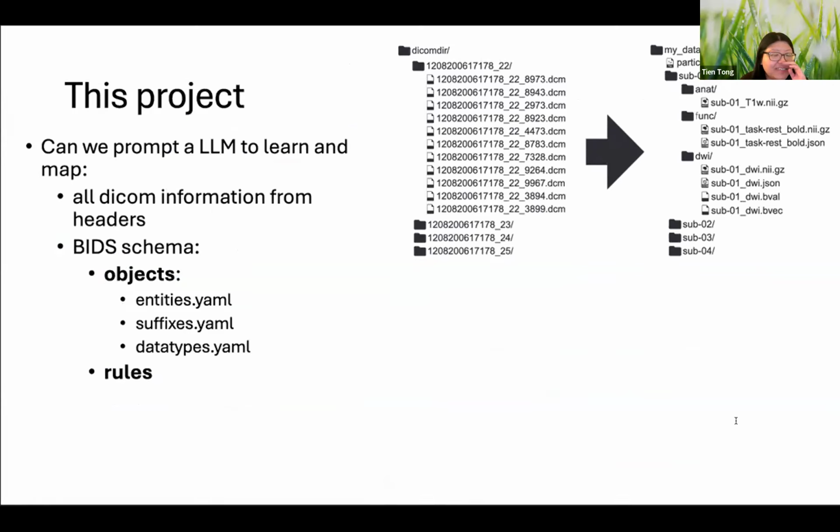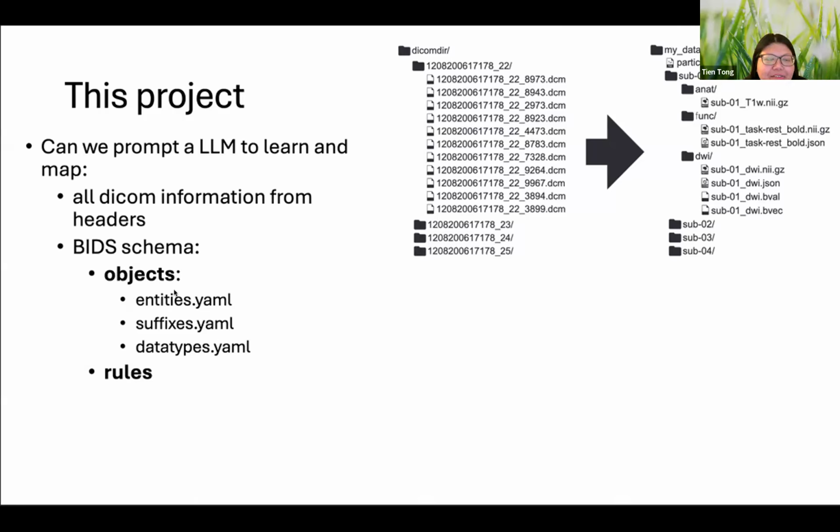So this project is essentially trying to see if we can utilize LLMs, because everything is text-based. You have the text-based DICOM information from the header, and then with BIDS, we have BIDS schemas. Essentially, the objects are kind of like the vocabulary of what BIDS is.